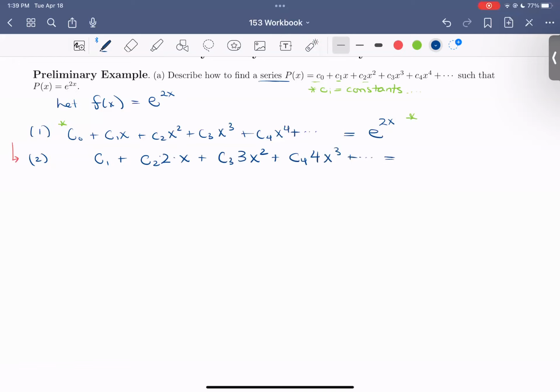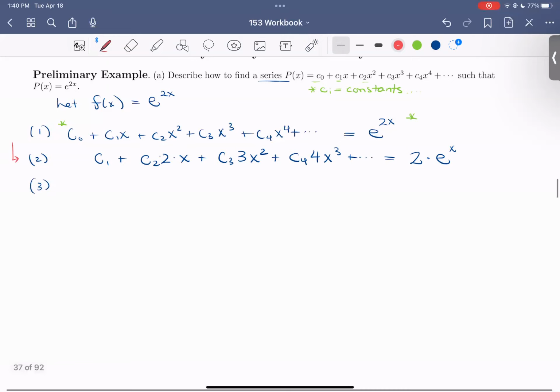That's going to equal the derivative of the right-hand side. The derivative of e to the 2x is just e to the 2x, but I need to use the chain rule, so I also have a 2 that comes down here. So it would be 2 e to the 2x. Okay, let's do this a couple more times, because this method of taking derivatives, we'll see, is going to help us determine what the c sub i coefficients are.